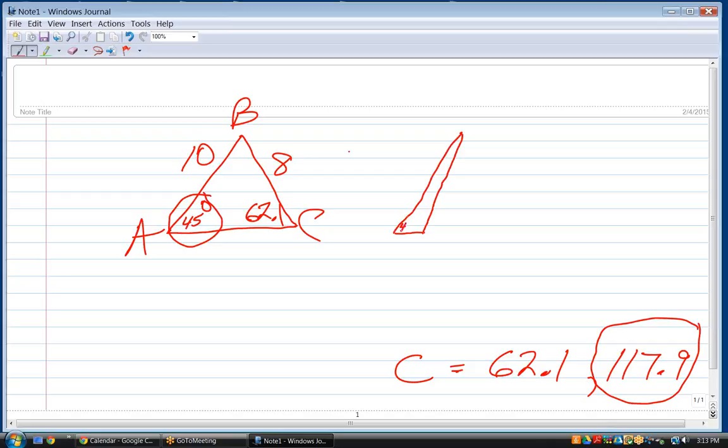Notice, this is still 45, this is still 10, and that's still 8. The only difference is that angle right there is 117.9. Angle B in the first case is 72.9. But angle B in the second case is, let's see, 45 and this is 162.9, so that would be 17.1.